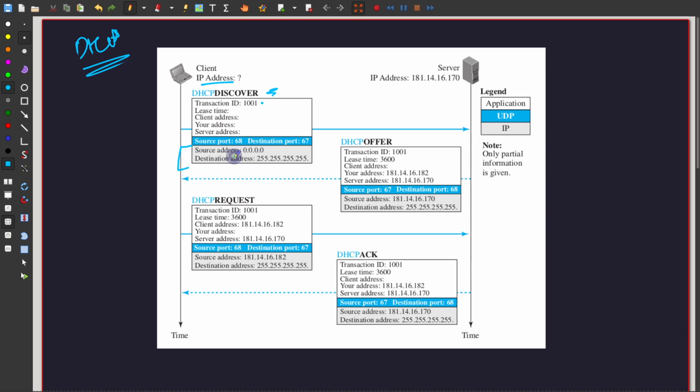Now notice these two things here. The source address is all zeros and the destination address is all 255s, and notice the server address, by the way, as an interesting factoid, is 181.141.6.170. Now I want to point something out. Think about it: 192.168.1.0, assume this is your IP, the start address, and then 192.168.1.255. This is how valid addresses usually look.